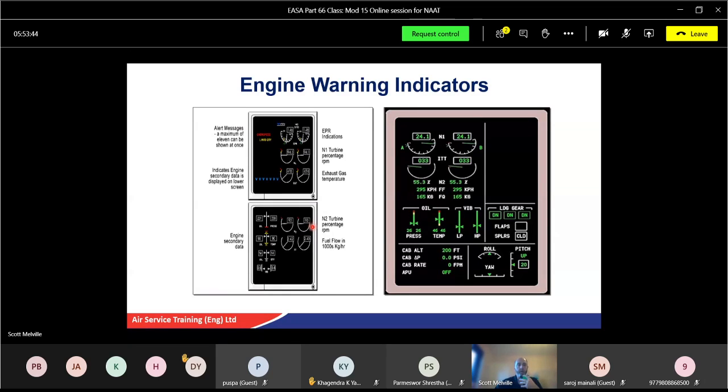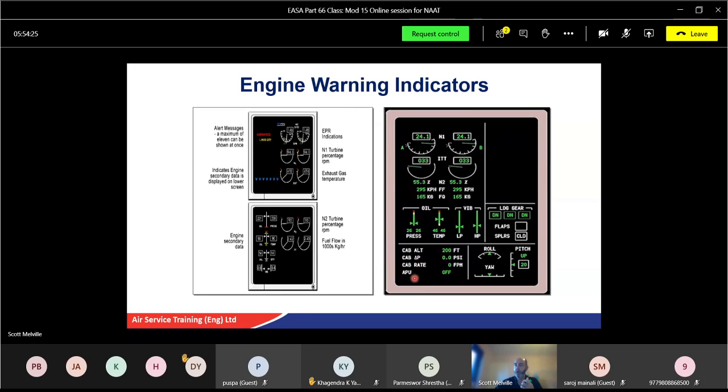Again, as you get used to doing ground runs, which we'll cover probably tomorrow, you'll see the differences in how to do ground runs. EPR indications, N1, exhaust gas temperature, N2, fuel flow, N1 or NL, ITT, N2 percentages, fuel flow in kilograms, oil pressure, oil temperature, low pressure spool, high pressure spool. Again, you'll see it moving up as a scale. Cabin altitude, delta, there's a little triangle, so cabin pressure, the change in pressure.